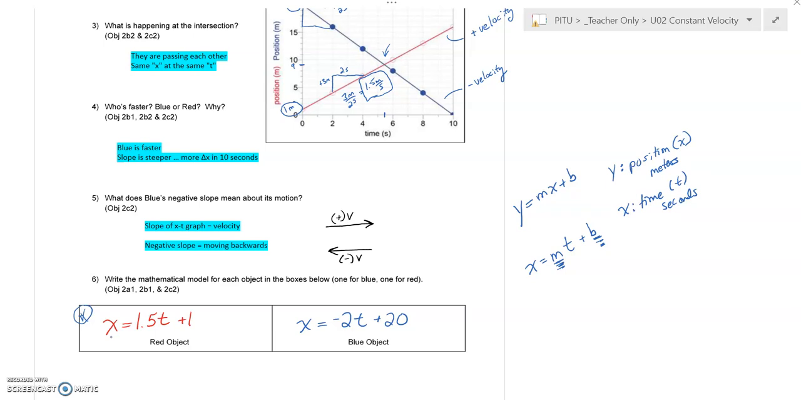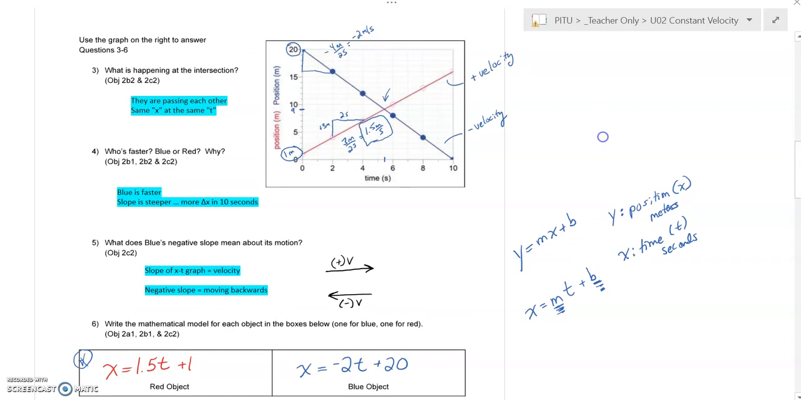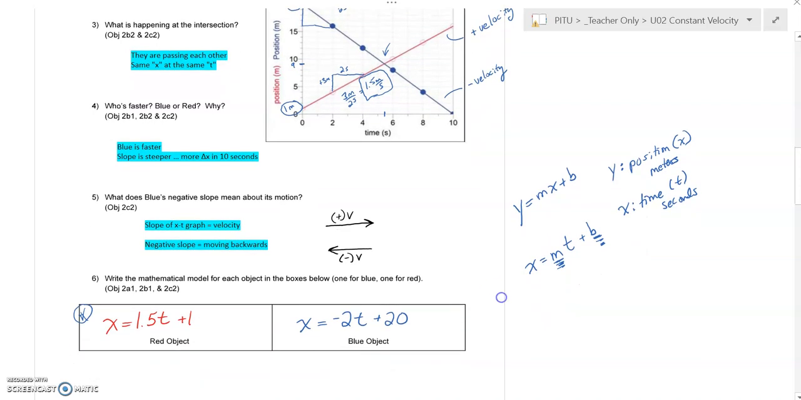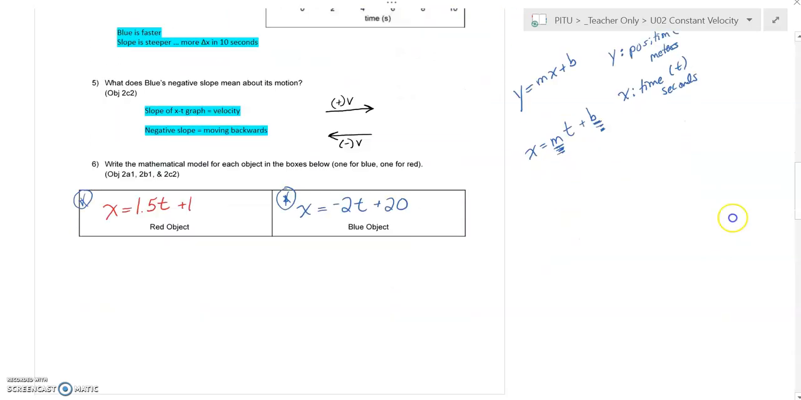Whereas for the blue object, again, we can do the same sort of scenario. The slope of the blue line is -2, and it crosses the y-axis at plus 20. So we get x equals -2, the slope of that line, times t plus 20. All right, pretty challenging, but definitely doable.